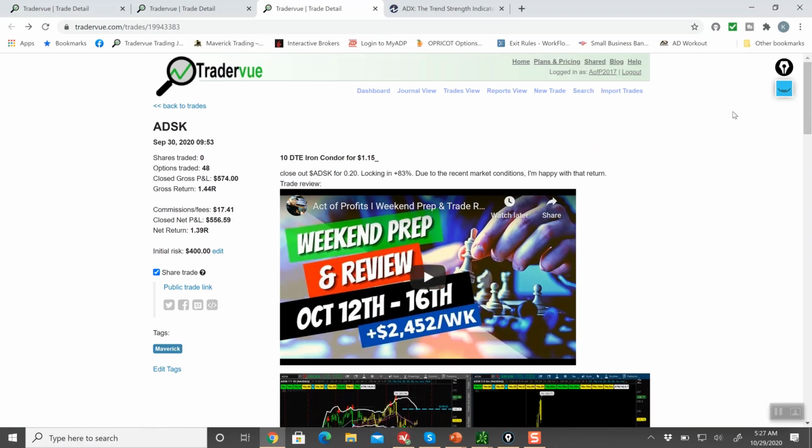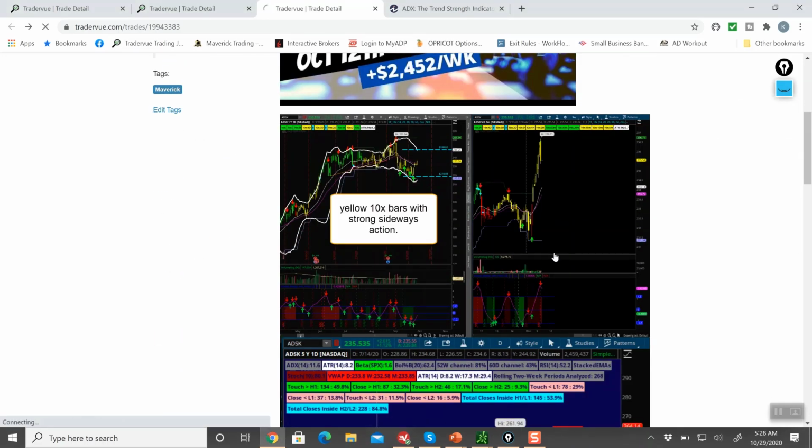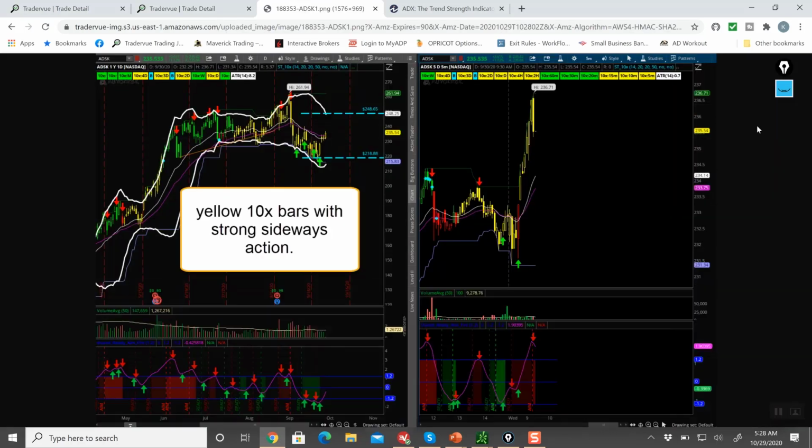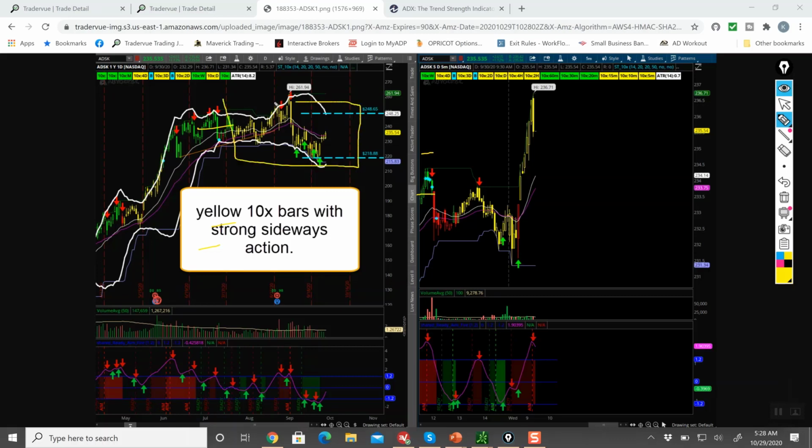All right, so I have ADSK. I risked 400, made after commissions and whatnot 556. Same thing here. Yellow 10x bars, right? And for this trade, what I've been doing is putting these dotted lines for my break-even points. So those are my break-even points for the duration of the trade. You see right here how it's sideways or yellow on multiple time frames.